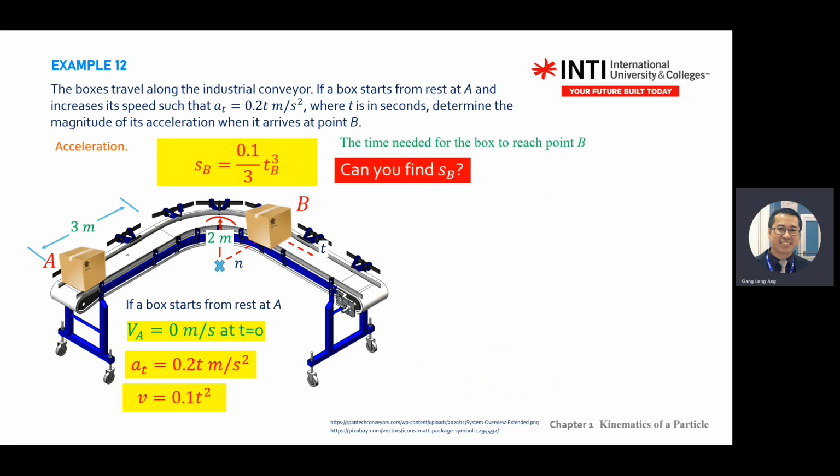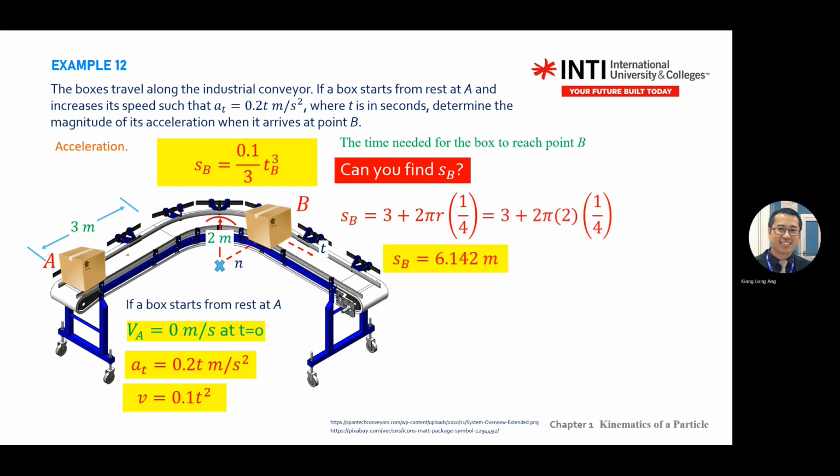Okay, you have two equations. Are you able to find the distance when it reaches location B? It's a circular question. Here you get 3. This is a quarter circle. The circle circumference is 2 pi r. You only have a quarter, so one quarter. You get 6 point something meters when you reach B.